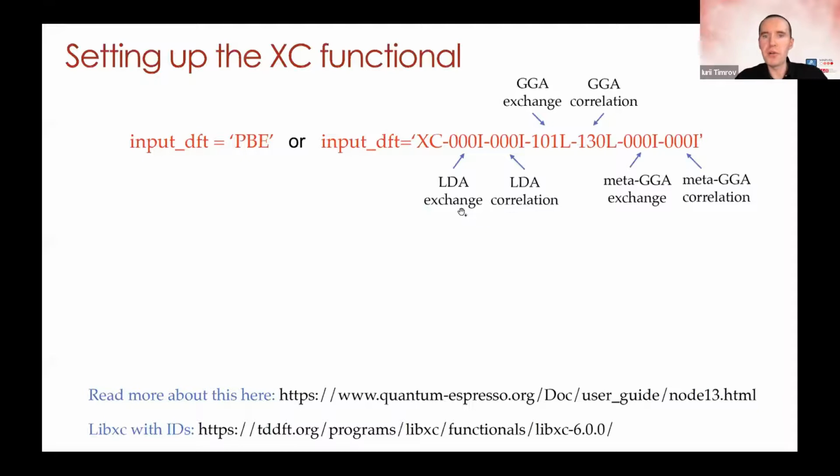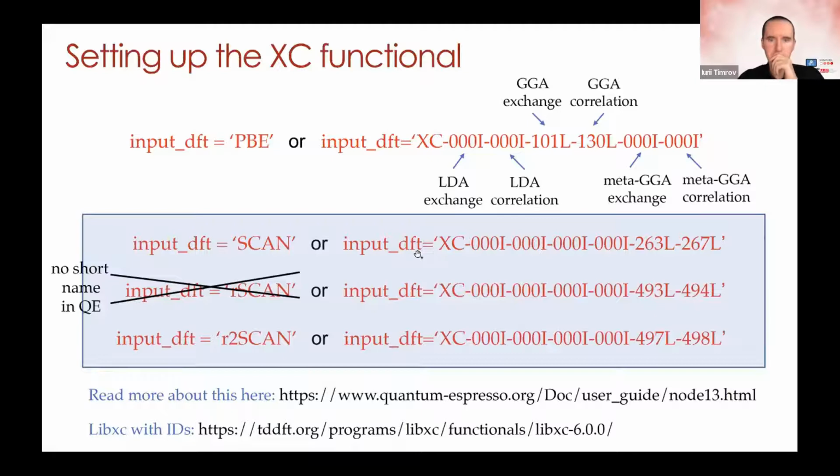The first two are LDA exchange and LDA correlation. The next two, the third and fourth, are GGA exchange and GGA correlation. And the last two are meta-GGA exchange and correlation. So in the case of SCAN, you can specify it in a different way. You skip the first four, LDA and GGA, and you just specify the last two, meta-GGA exchange and correlation. Index I stands for internal, because in Quantum ESPRESSO there are also internally coded functionals, and L stands for library, so it stands for Libxc.